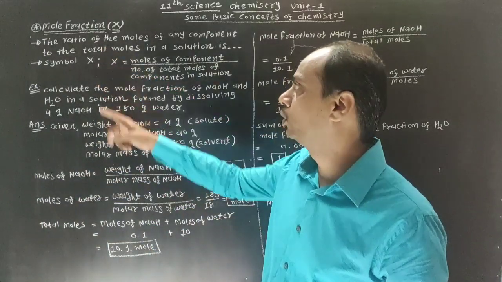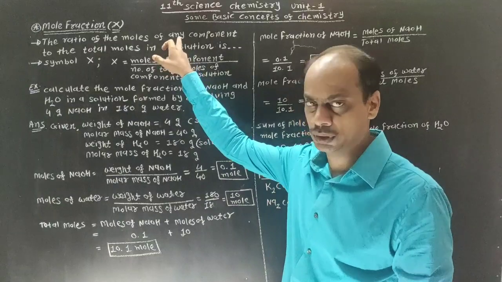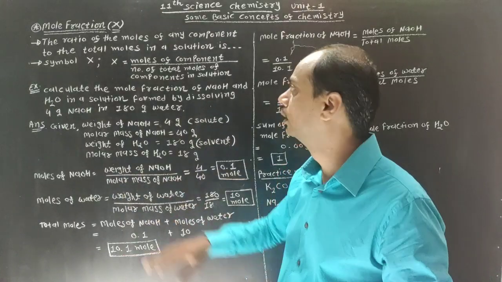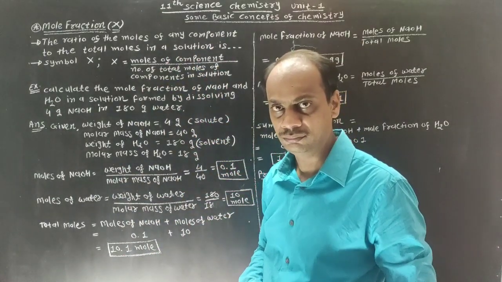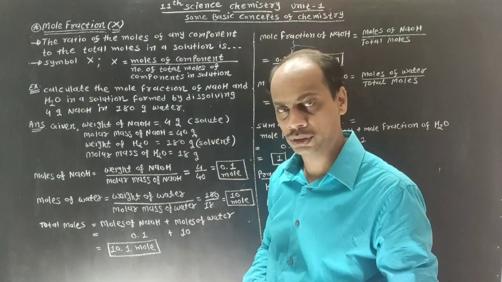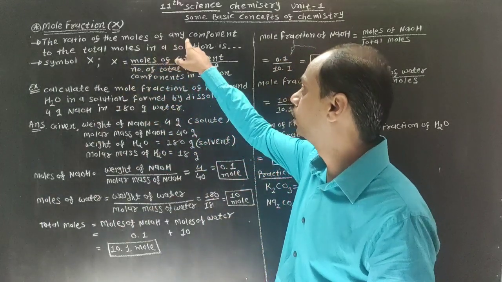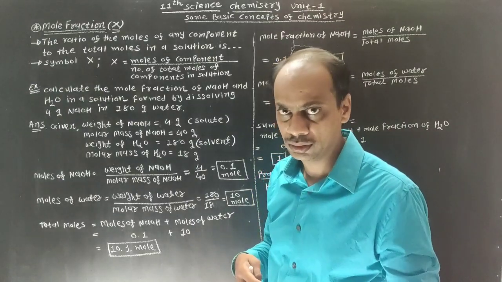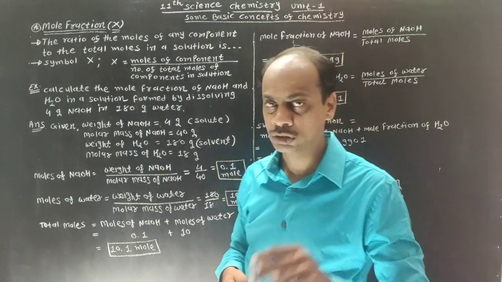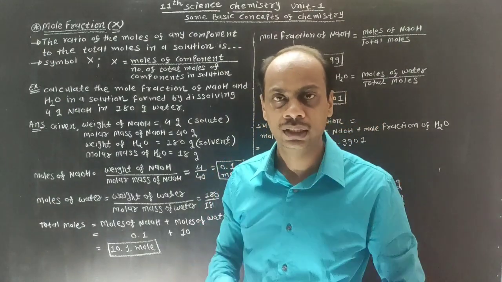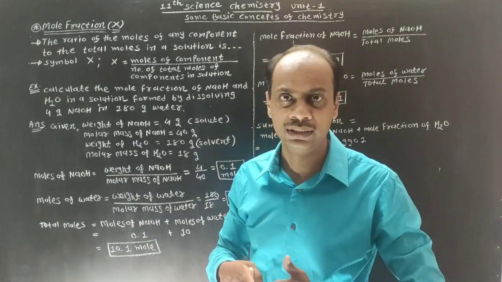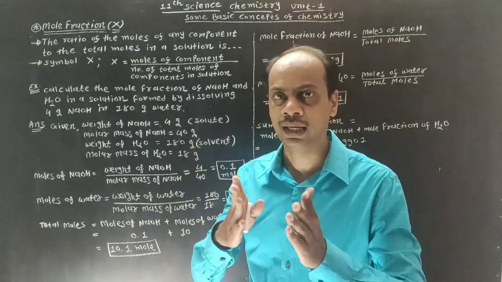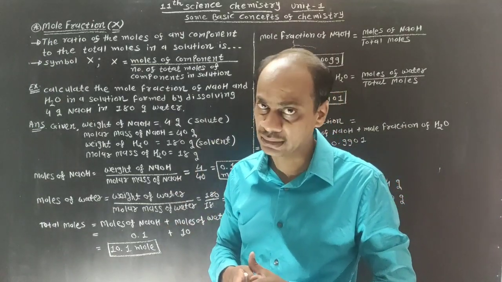Definition: the ratio of the moles of any component to the total moles in a solution is called mole fraction. Ratio of moles of any component. We have two components in the solution, solute and solvent, right? Whose proportion is less is called solute, and whose proportion is more is called solvent. Solute and solvent together form solution, is it?